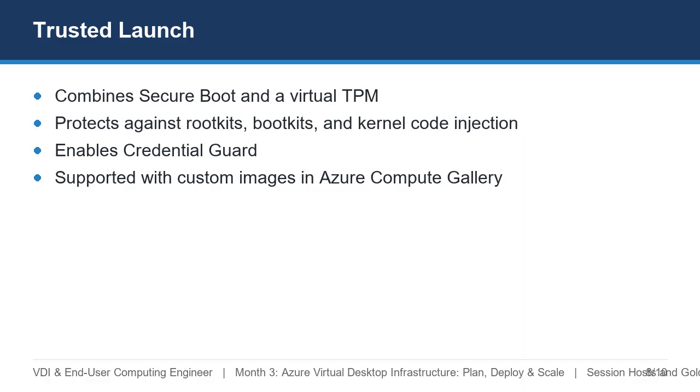Trusted Launch combines secure boot and a virtual TPM to protect the boot chain and the kernel against rootkits, bootkits, and malicious code injection, and it enables Credential Guard on top. Azure Virtual Desktop supports provisioning Trusted Launch virtual machines from custom images stored in Azure Compute Gallery, and given there's no meaningful downside for typical AVD workloads, treat it as a default on baseline rather than an optional extra.